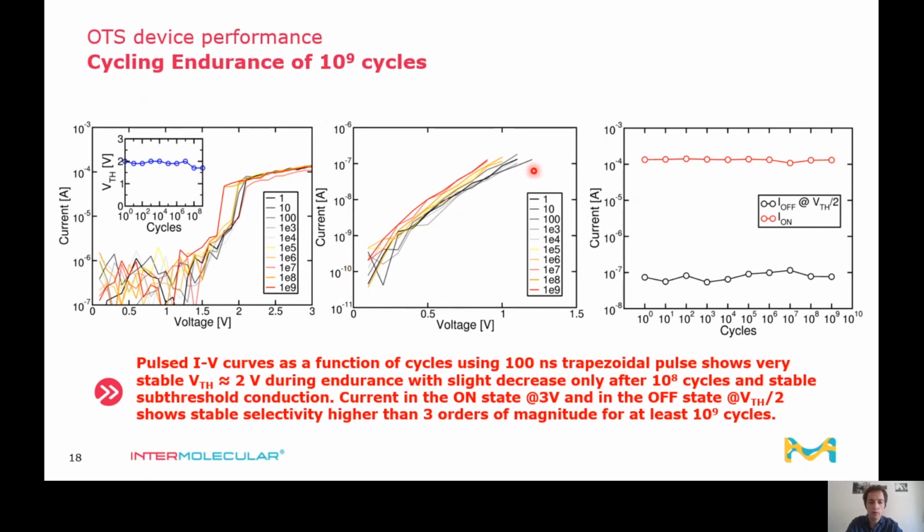We were able also to measure the subthreshold conduction using longer pulses of 10 microsecond pulse width, with a higher gain of the preamplifier to detect lower currents. We saw that it was pretty stable during the endurance. We were able also to measure the selectivity, calculating the off current at half threshold and the on current of our device, and we saw a stable selectivity higher than 3 orders of magnitude for at least 10^9 cycles.